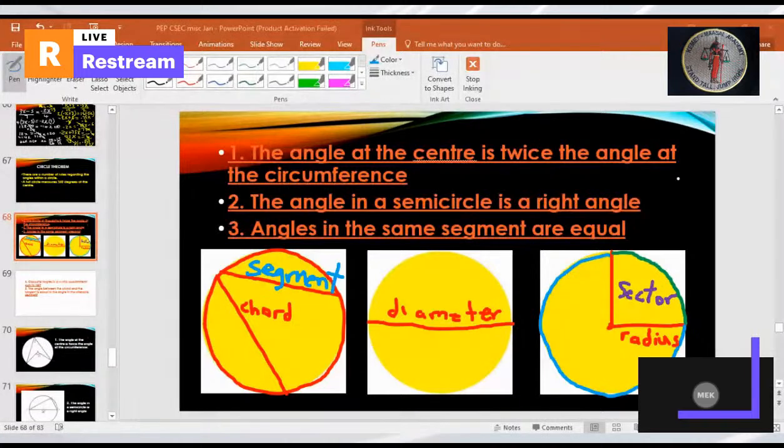The second theorem says the angle in a semicircle is a right angle. The angle in a semicircle measures 90 degrees. The third says angles in the same segment are equal. All right, so I'll explain what all of these mean.